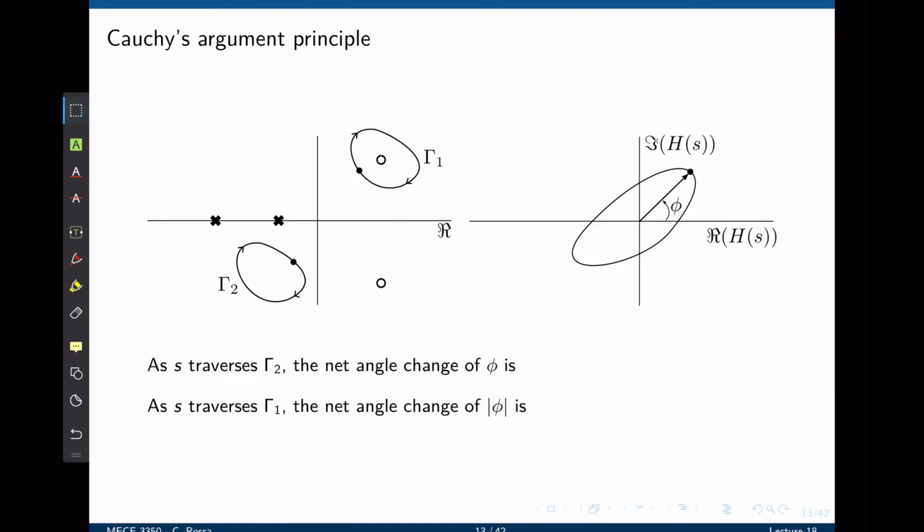Now something very interesting occurs here, and it's the whole principle of Cauchy's argument principle and Nyquist stability criterion. Let's start with this point around gamma 2. The point of interest now is placed here. For that point of interest, we have all lines going from poles and zeros to that specific point.